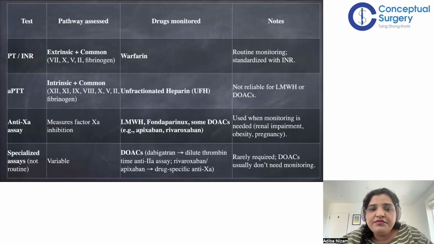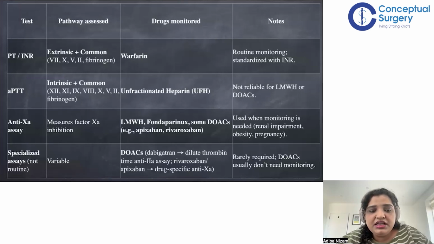So warfarin requires PT-INR monitoring. Unfractionated heparin requires APTT. PT-INR and APTT are unreliable tests when we talk about low molecular weight heparins, fondaparinux, and direct oral anticoagulants. Low molecular weight heparins, the examples include enoxaparin, which is also known as Clexane. So this cannot be monitored by either PT-INR or APTT, nor does it derange either of these two parameters.